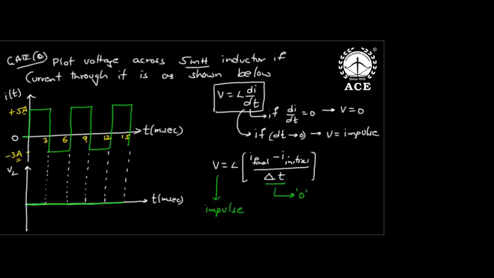So if you plot them, let me plot these two. Here I am getting 25 millivolt, and here I am getting minus 40 millivolt. Then again at the 6th millisecond.